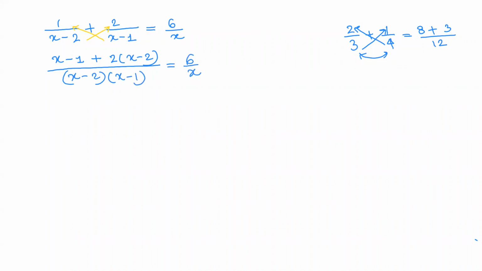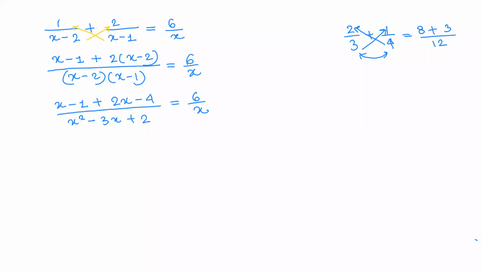Let's open the brackets and see where it leads. So we have x minus 1 plus 2x minus 4, the whole upon, if we open the brackets in the denominator, x square minus 3x plus 2, equals 6 upon x.